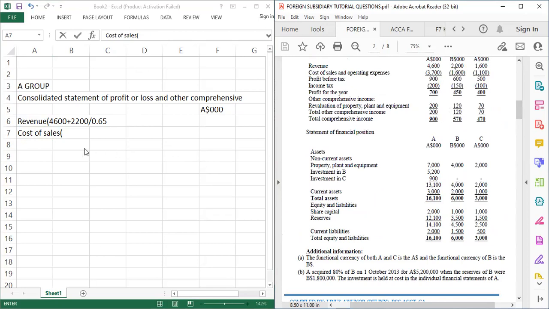Cost of sales and operating profit. Operating expenses: the parent's own is 3,700. The subsidiary's is 1,600 divided by 0.65. We don't translate the gross profit. So the profit for the year, after we have done everything, will come out by itself.